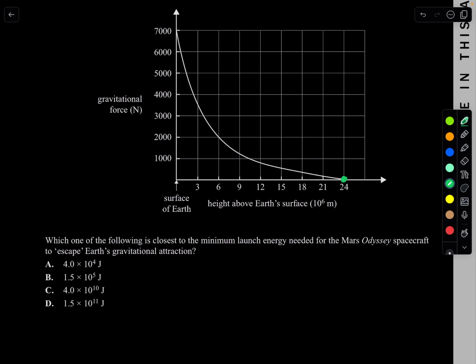We can see that at 24 times 10 to the power of 6 meters, it does escape Earth's gravitational attraction, as there's no more gravitational force applied. As you go further, there is no more gravitational force from that point onwards. So all we need to find is the area under this graph, the whole graph. And because it's not a very smooth graph, we'll just find the area of one square and start counting the squares.